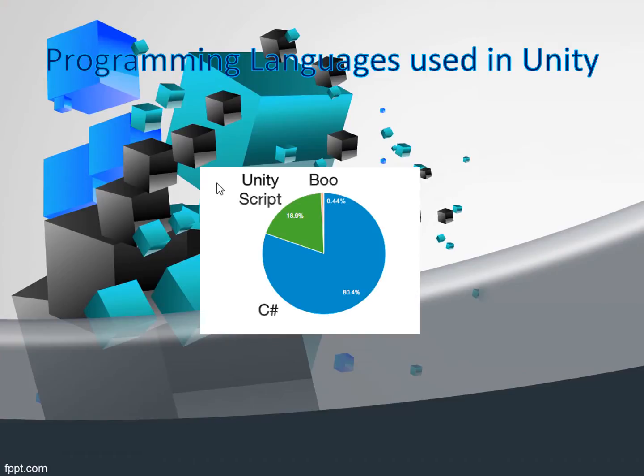Everyone has their own favorite programming language that they like using over any other language. Unity promotes 3 different types of programming languages, which include Unity Script, Boo, and C#. According to some of Unity's editor analytics statistics, the usage of these 3 major Unity languages break down to Unity Script, which is basically JavaScript for Unity, at a usage of 18.9%. C# being used by 80.4% of the users, and Boo being used by only a measly 0.44% of developers.